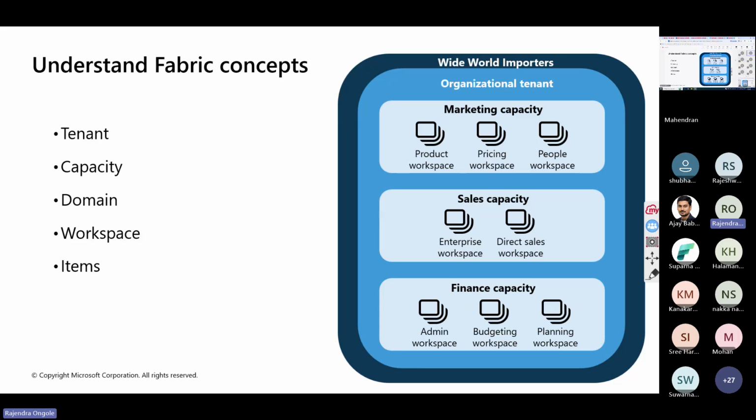Most of us will check how much data we are loading, and based on that, the capacity choice will be made. There is a separate portal for this as well, for choosing what workloads we are going to utilize and choosing the licenses, F2 or F4 or F6, with F64 commonly the maximum we choose. More than that is also available. Like that, you can create multiple capacities, like a product capacity, pricing capacity, people capacity or sales capacity.